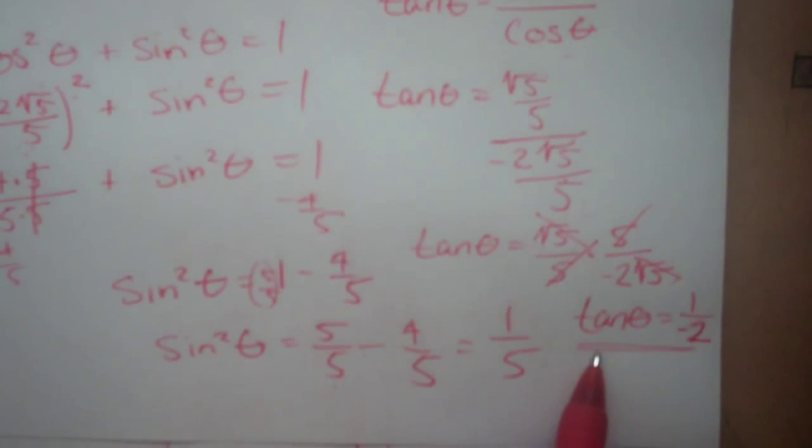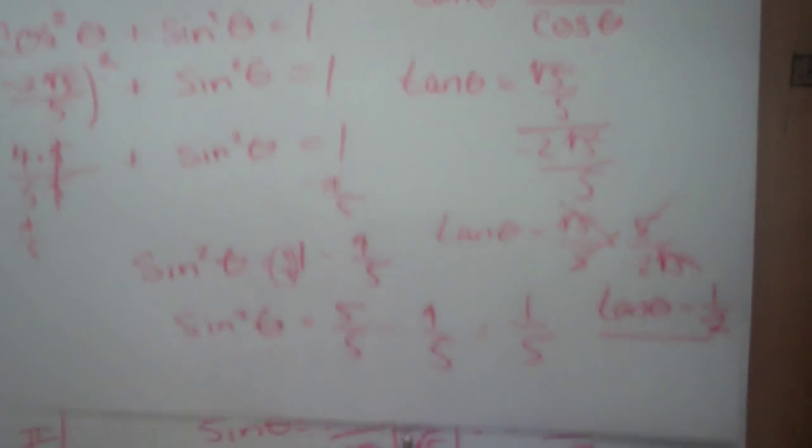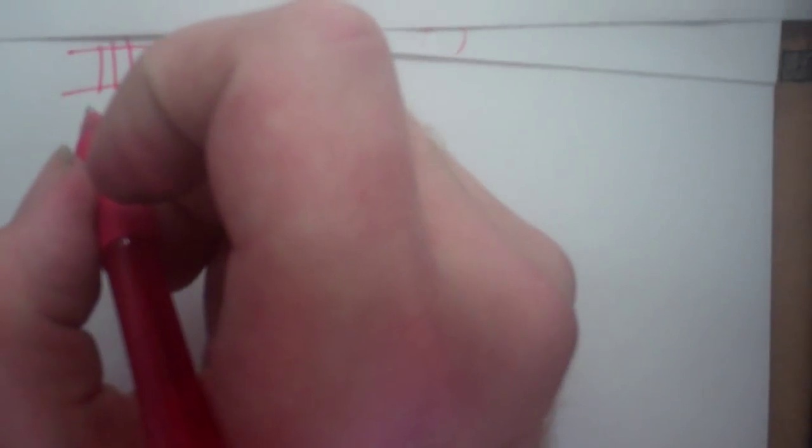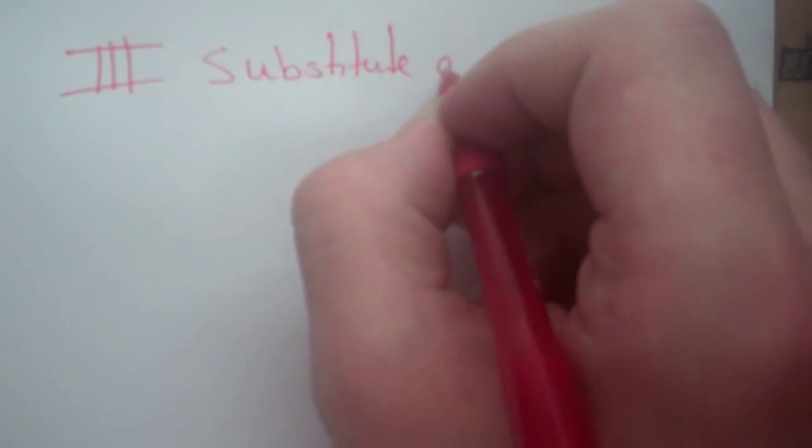Now we have what we need. And so now we are ready for step 3. And this is the final step. Step 3, once we have found a formula, once we have used what we know to get what we need, we're ready to substitute and simplify.